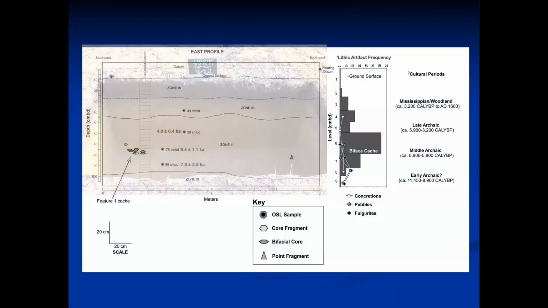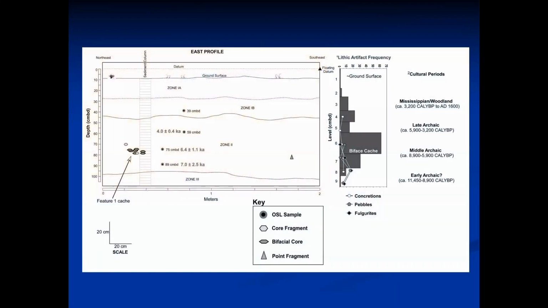We go in and do, here's the map feature, the cache. We take samples for luminescence dating. Again, these are 7,000, 6,400, 4,000 years ago. We graph the numbers of artifacts by level. We look at all kinds of things. And the OSL dating told us that this cache is probably produced during either the very end of the middle Archaic or late Archaic time frame.